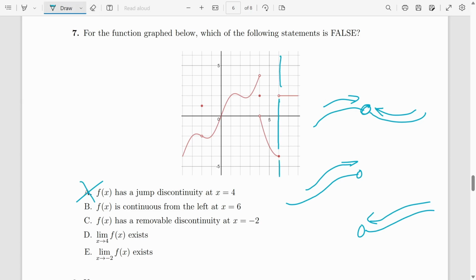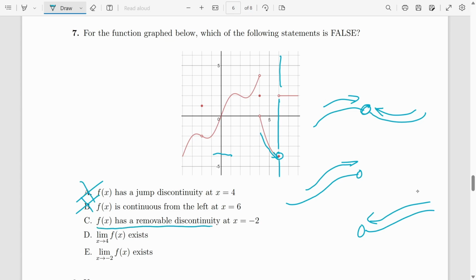Continuous from the left at x equals 6? Well, yeah, if you approach it from the left, it looks like it approaches the value of -4. Even if this point was not defined, even if it was a hole there, it would still be defined at that point. Since we're just finding continuity from the left, which is very rarely undefined. So we know that one is true, so it's not what we're looking for.